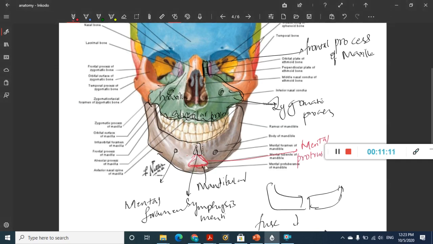Okay, this part is the mental protuberance, and here at the lower point, okay, so this is the mental tubercle and mental protuberance. Okay, so these are the things in the mandible which you see.